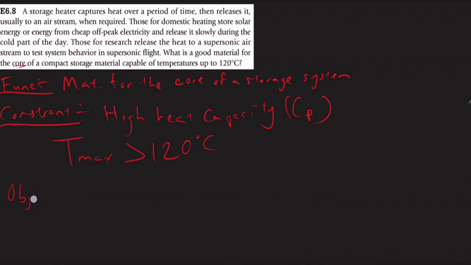Then the objectives. There is no clear objective here, but it says that they are trying to use it for either domestic heating or supersonic flight. So if you can make it as cheap as possible, it should be good. So we are trying to minimize the cost of the material. Then the last one is what? Free variable, which is what? The choice of material.